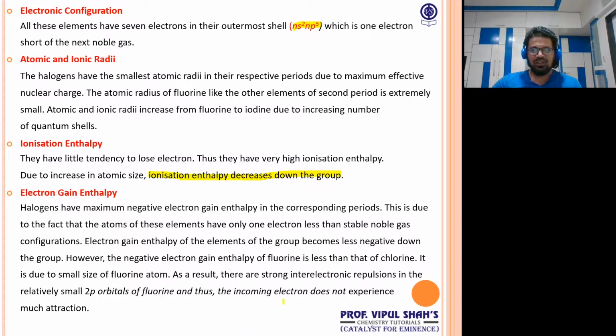So that's the reason over there: there is strong inter-electronic repulsion in the small 2p orbitals of fluorine, and the incoming electron does not experience much attraction. That's why we say the tendency is less. And remember, fluorine is also considered to be a super halogen. Most electronegative element having a value of 4 units. No vacant d orbital, 7 electrons in the second shell, gains only 1 electron, has only one oxidation state of -1. That's about fluorine, which makes it a super halogen.